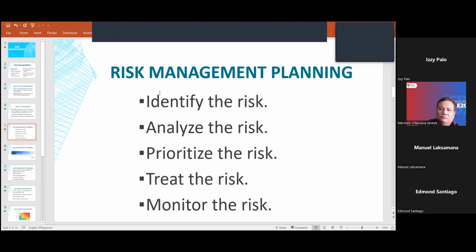So once we already know which risks need to be prioritized, those with high priority and those with the least priority, we are now going to treat the risk. Once the worst or priority risk comes to light, we dispatch our treatment plan.